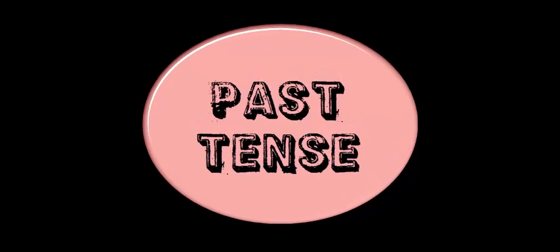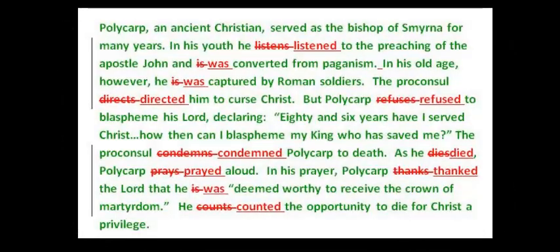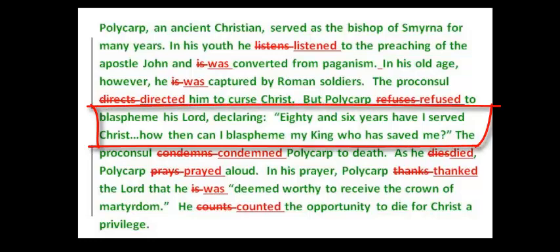Okay, so in the first sentence there, Polycarp, an ancient Christian, served as the bishop of Smyrna for many years. In his youth, he listened to the preaching of the Apostle John and was converted from paganism, okay? Because we started with past tense, we're going to continue with past tense throughout. In his old age, however, he was captured by Roman soldiers. The proconsul directed him to curse Christ, but Polycarp refused to blaspheme his Lord, declaring, "Eighty and six years have I served Christ. How then can I blaspheme my King who has saved me?"